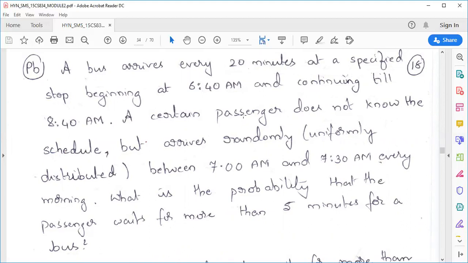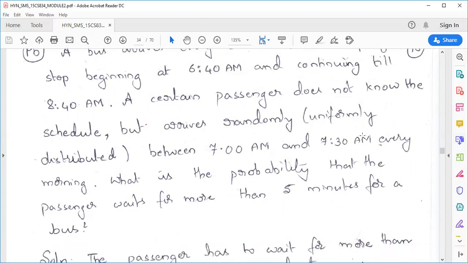A certain passenger does not know the schedule but arrives randomly, uniformly distributed between 7 and 7:30 a.m. So the passenger does not know the timing, and every morning he comes between 7 a.m. and 7:30 a.m. When he comes exactly at 7, he will get the bus. If he comes at 7:20, he will get the bus. The next bus will be at 7:40. So what is the probability? The question says, what is the probability that the passenger waits for more than 5 minutes for a bus?